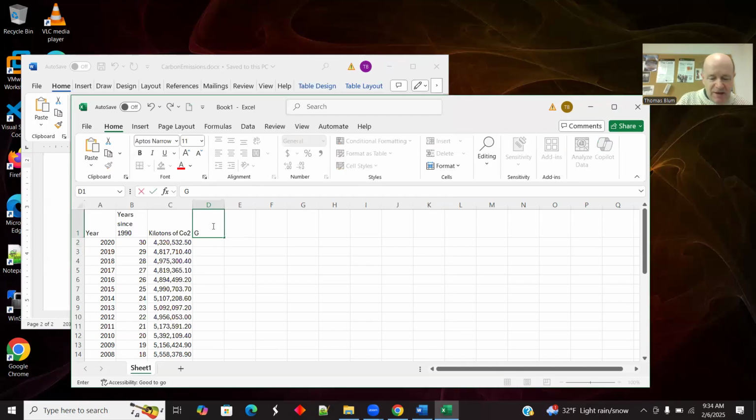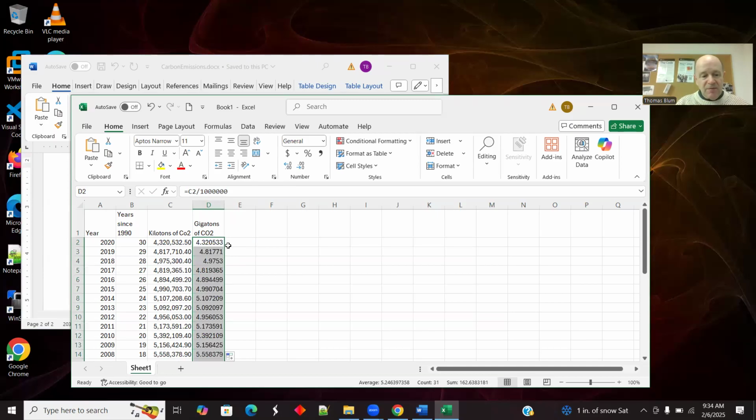So I'm going to say gigatons of CO2, not C parenthesis 2, CO2. There we go. Okay. And so that is equal to, in this case, C2 divided by 1,000,000. Then I get the thin cross and paste that down.